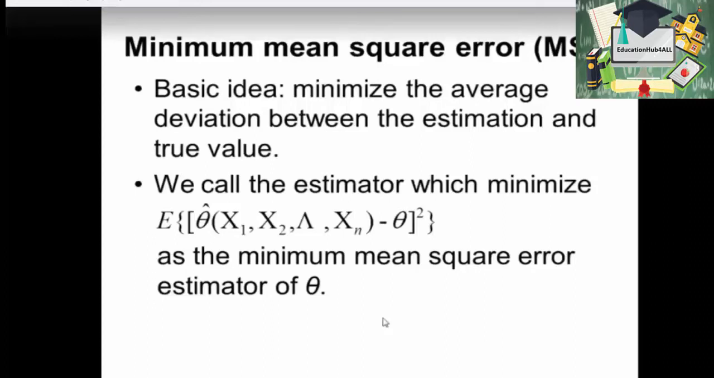Minimum mean square error. Sometimes it's not easy to find out, because if we don't know the true value, we actually cannot estimate this mean square error. But this index sometimes can be used for simulation. During simulation, we know everything. So through simulation, we can compare which estimate has the minimum mean square error.